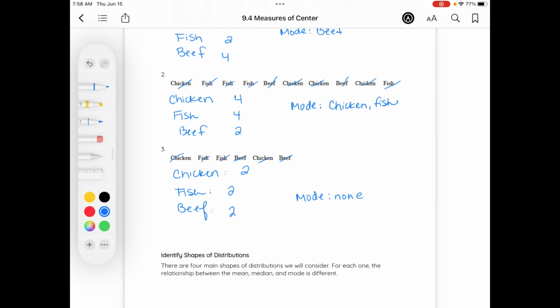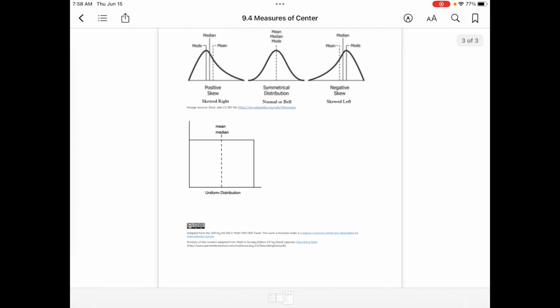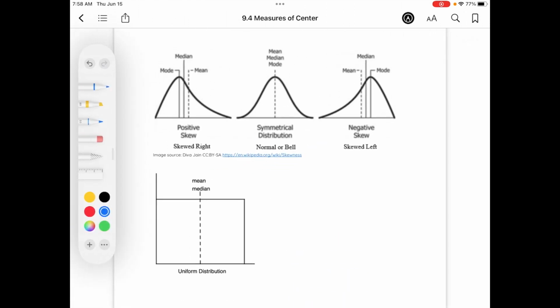There are 4 main shapes of distributions we'll consider. For each one, notice the relationship between the mean, the median, and the mode is different. Notice in our first graph that we are skewed right. Notice that we have a tail of data when we graph. Our tail of the data is on the right-hand side. Notice that our mean is pulled to the right, and then our median, and then our mode, if any, are to the left.